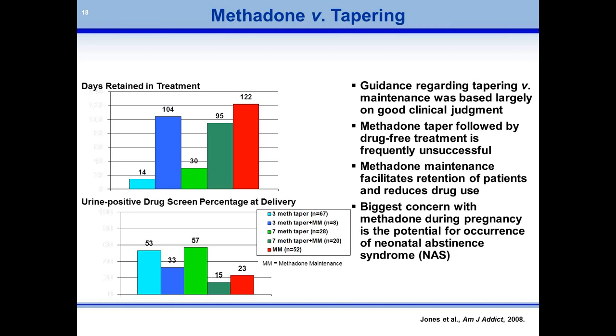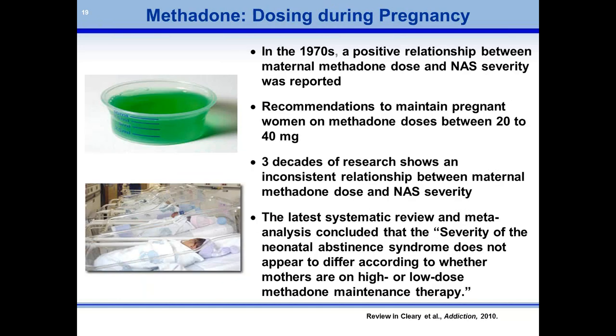Certainly, neonatal abstinence syndrome does put a child at risk for potentially more complicated attachment behavior with the mom, but there are certainly interventions that can address that too. There has been somewhat of a controversy in the earlier literature looking at the dose relationship, and there was concern that if a greater methadone dose was given to a mom, the baby might have a greater neonatal abstinence syndrome severity. And there was a very nice review done by Brian Cleary, published in Addiction in 2010, and the bottom line was that the severity of neonatal abstinence syndrome doesn't appear to differ according to whether mothers are on high or low dose methadone maintenance therapy.